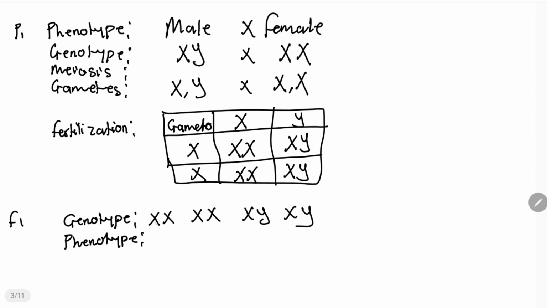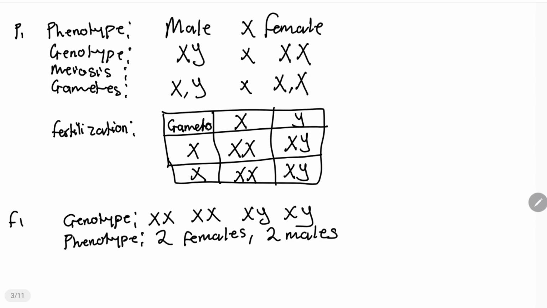The first offspring, XX, this is female. XX, that is female. This one, XY, that is male. This one, that is male. So it therefore tells me that my phenotype is going to be 2 females and 2 males.